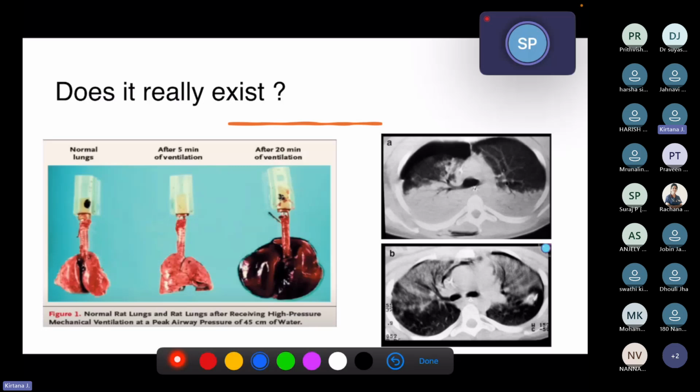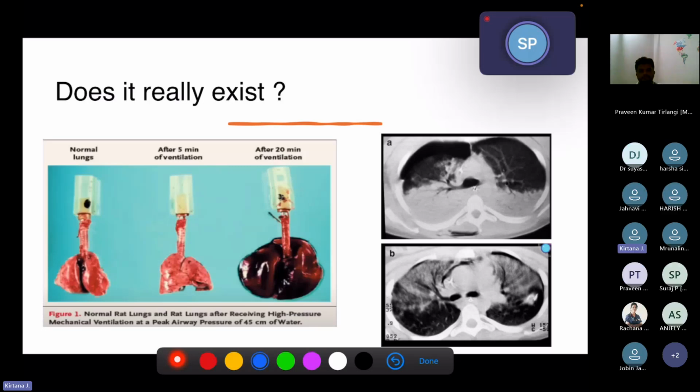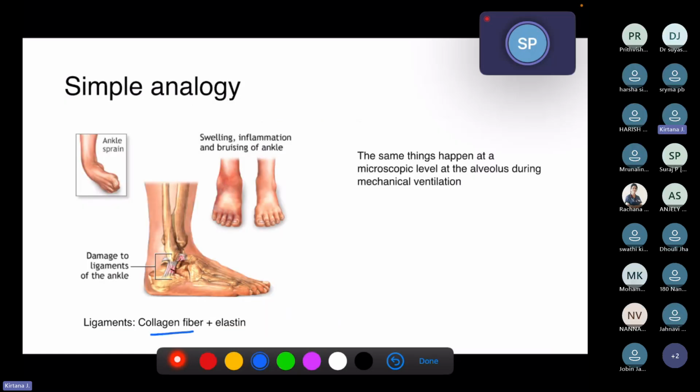So let's understand ventilator-induced lung injury by the help of a very simple analogy. So we all are aware of what a sprain is, right? So sometimes we twist our ankle and we say that we have injured a ligament and we have a sprain. So what is the mechanism at play? The mechanism is very simple. The ligaments are made up of collagen fibers and elastin. If you stretch them too much, they will tear, they will get injured. And once there is injury, there is release of inflammatory mediators, and that actually leads to swelling and inflammation and bruising of the ankle. So if such a phenomena is existing at a large scale, the similar things are happening at a microscopic alveolar level as well.